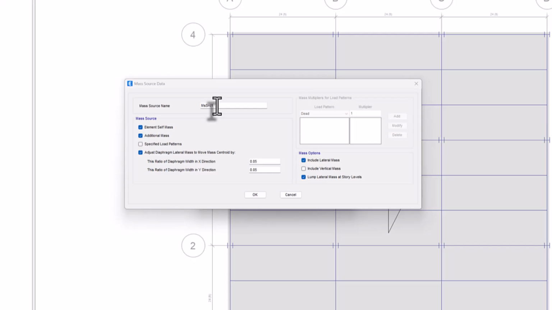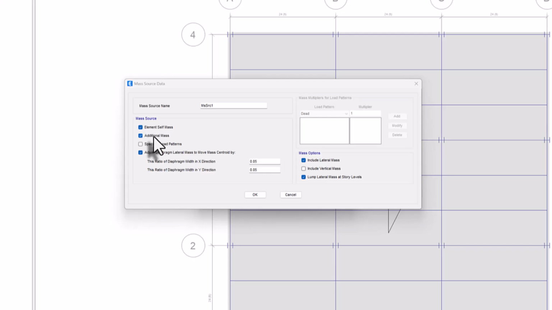First, element self-mass. Each structural element has a material property associated with it. One of the items specified in the material properties is a mass per unit volume. When this box is checked, ETABS determines the building mass associated with the element mass by multiplying the volume of each structural element times its specified mass per unit volume. So this is the actual default.